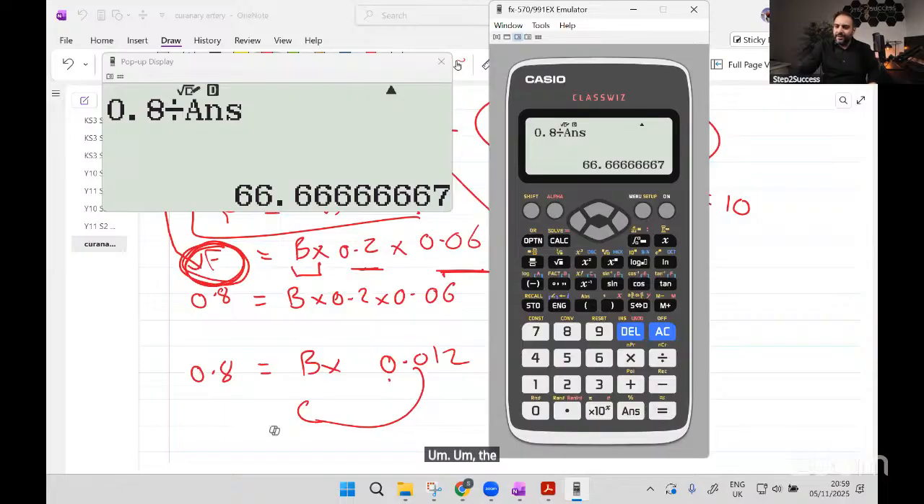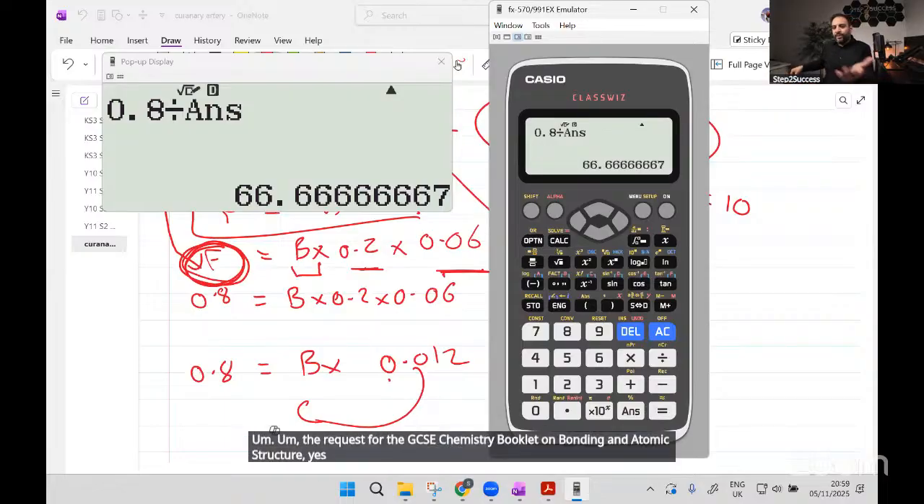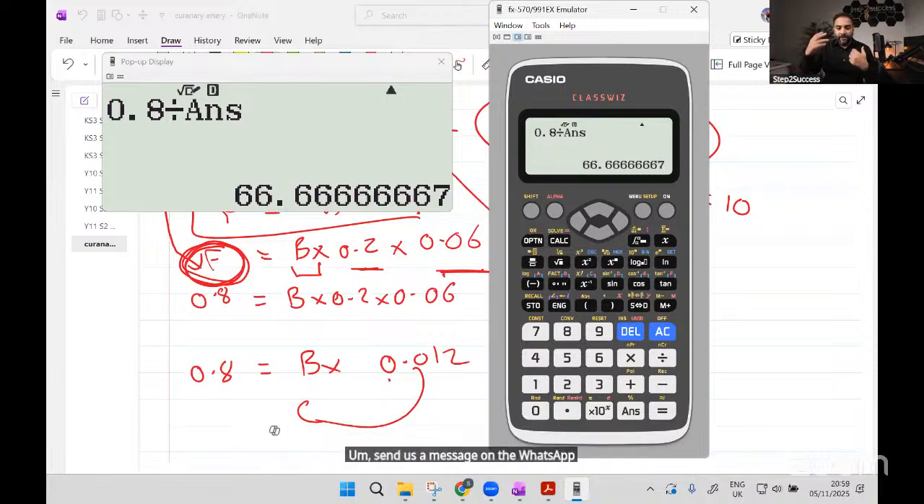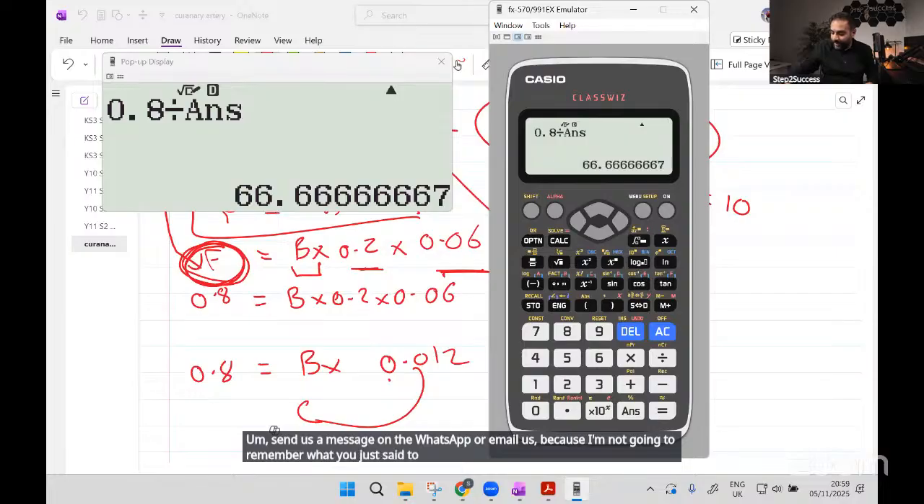The request for the GCSE chemistry booklet on bonding and atomic structure, yes, is the answer. But what you need to do is send us a message on the WhatsApp or email us, because I'm not going to remember what you just said to me. So yes, generally it is possible.